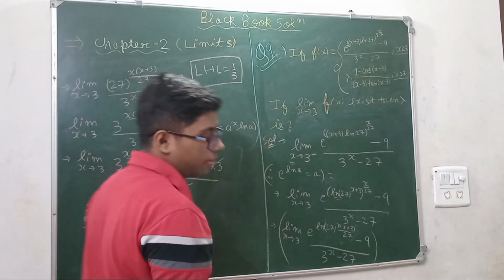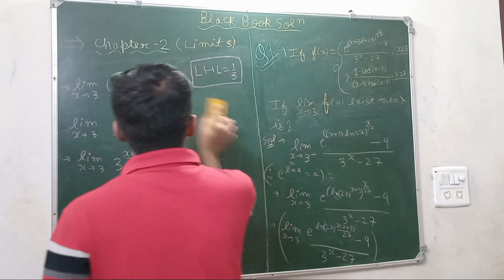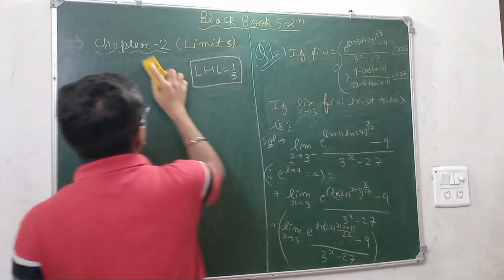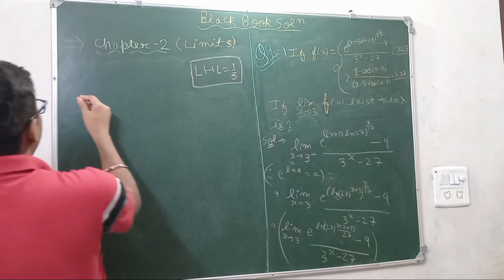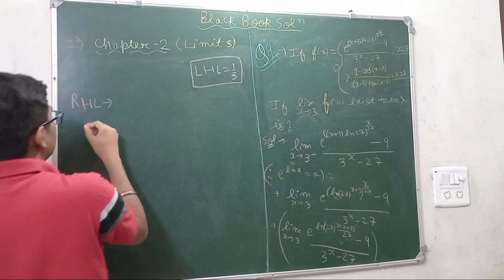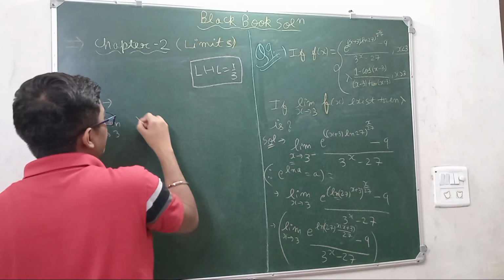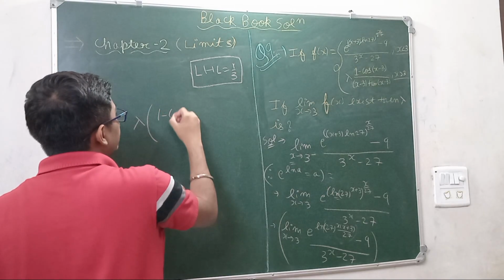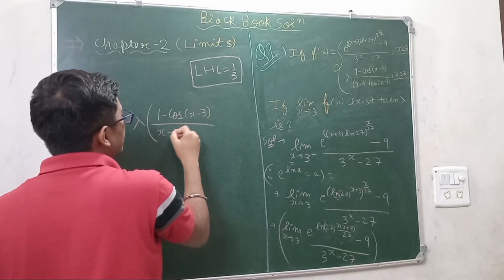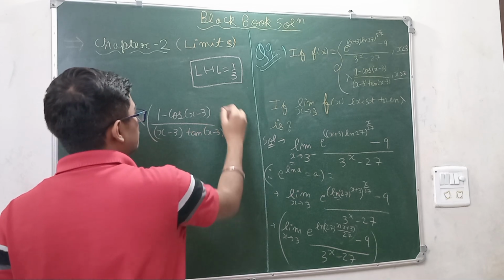Now solving the right hand limit, you can see. Come on, let us solve the right hand limit. Now, the right hand limit is what? Limit x tends to 3, lambda into 1 minus cos of x minus 3 upon x minus 3 tan x minus 3.